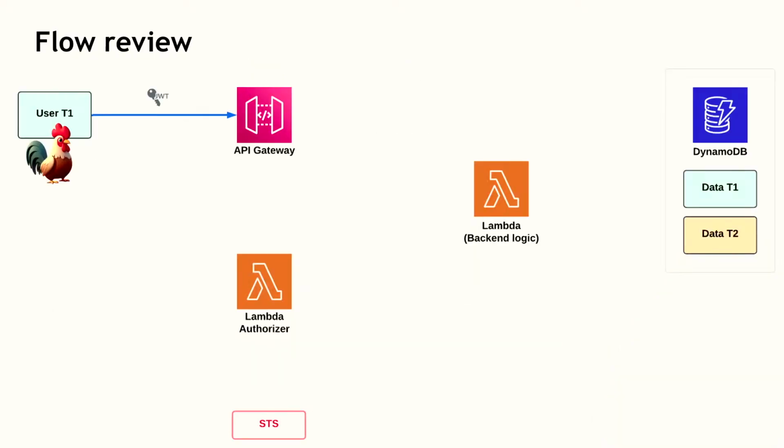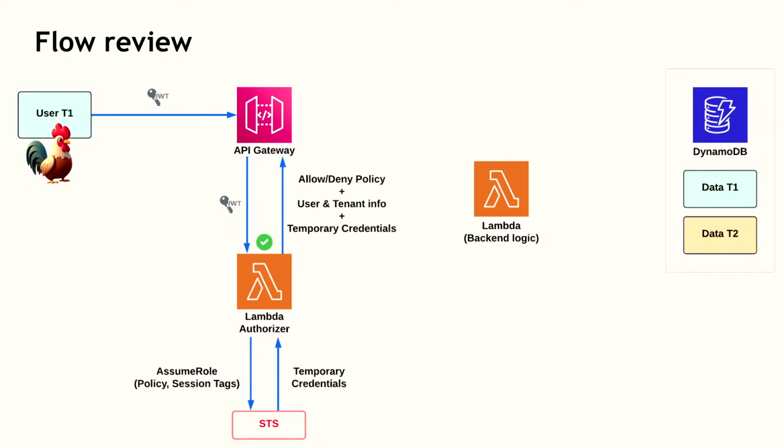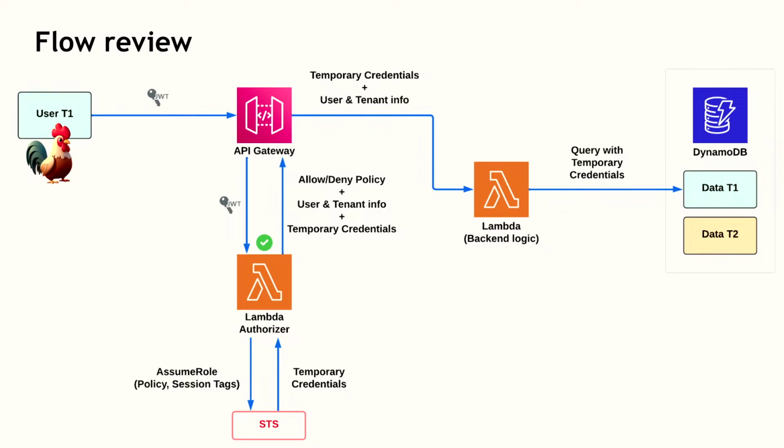Let's look at our flow again. So the user will be making the request to the API gateway, sending the token. The authorizer will assume that role, validate the token, and then return all this information back to API gateway. Then API gateway will call our backend Lambda, sending those credentials that we set on the context, plus the user and tenant information. And then, if everything is OK, our Lambda will be using those credentials to query DynamoDB.